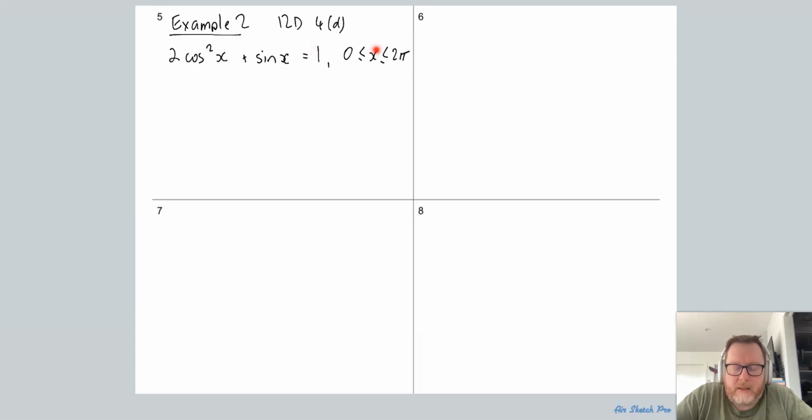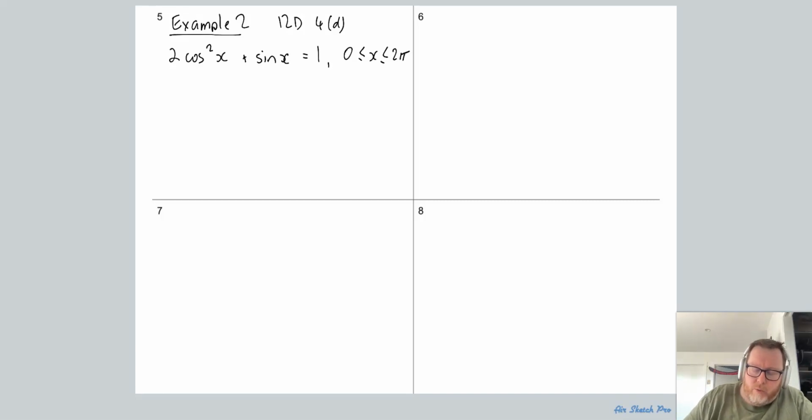The other thing that's really important to note in a trig equation that you need to solve is the domain. In this case, the domain is x is between or equal to 0 and 2 pi. So that tells us what the possible values could be. I don't need to look outside of 2 pi or before 0 for my solutions. So let's get into it.